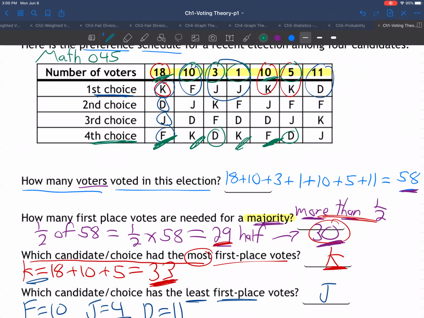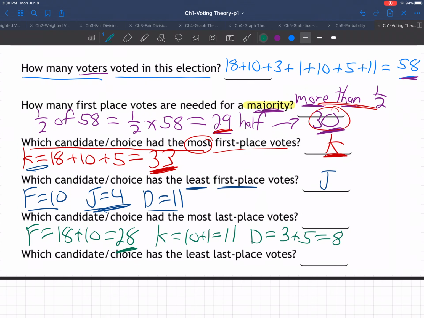And finally, J. Notice how I check these off or circle them or underline them or do something just to make sure, because in math it's very easy to make a small mistake. There are ways to help yourself with that, and that's underlining, circling something rather than just visually looking at it and not marking anything. This will make us more secure that we didn't make a small mistake. Okay, so who has the most last place votes? So that's F for sure, isn't it? So F with 28.